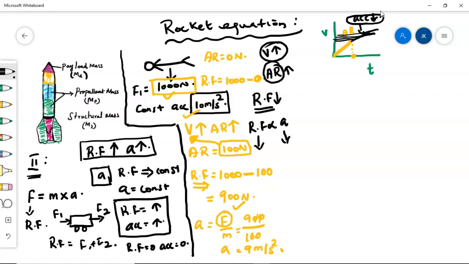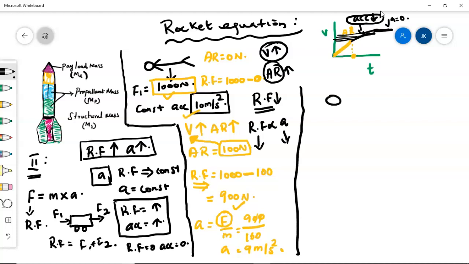Until what value does it decrease? It decreases to 0. So you can see the graph goes constant, parallel to the x-axis. Here we say acceleration is 0. Let's have an example, it will be more interesting.